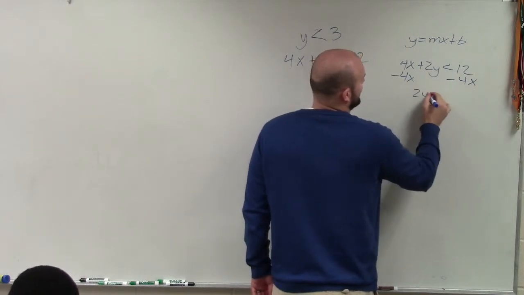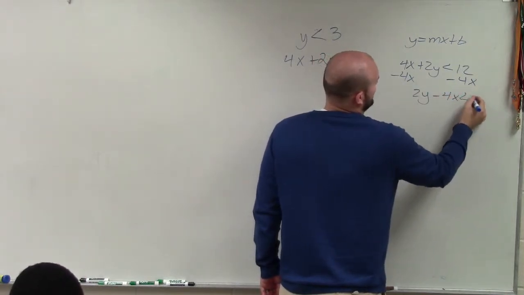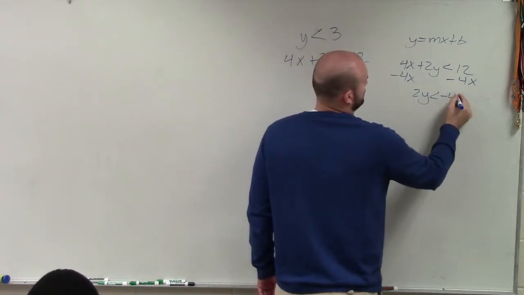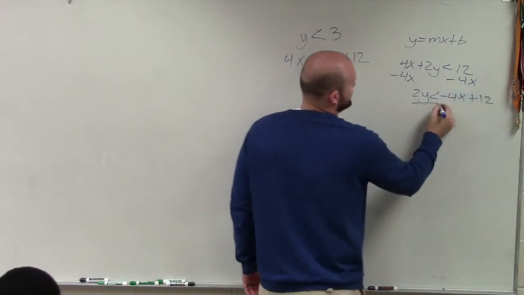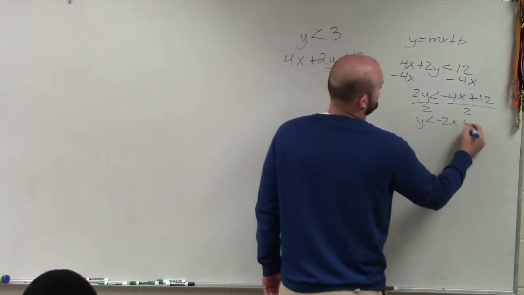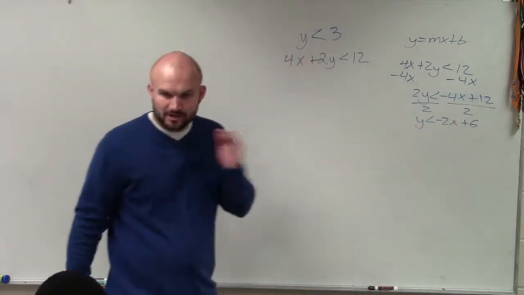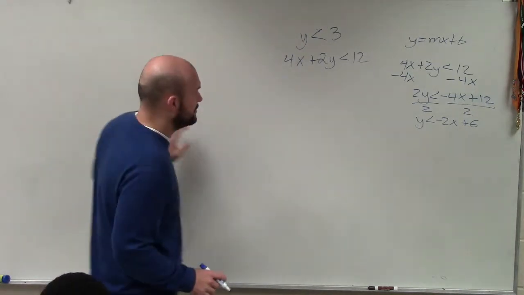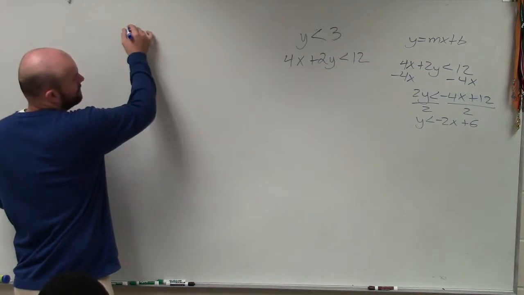So you'd have 2y minus 4x is less than 12. And then you divide by 2. So y is less than negative 2x plus 6. Hopefully you guys know how to graph that by this. But I'm actually going to teach how to graph that a little bit differently.